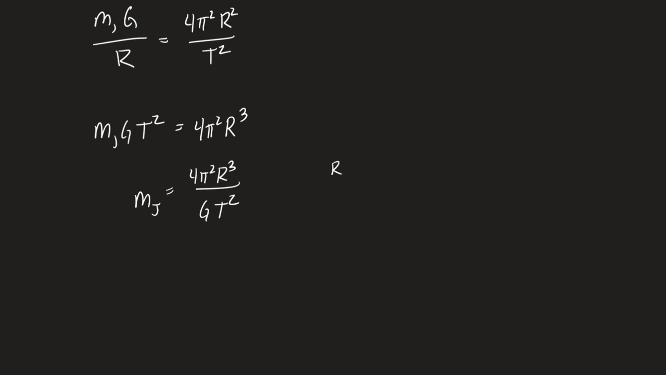again, r is 671,000 times 10 to the third meters, because it has to be in meters. Period is 85 hours, but of course you're going to have to convert that to seconds. There you go. And I bet you get the mass of Jupiter now.